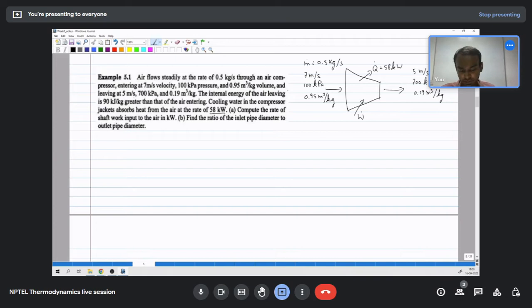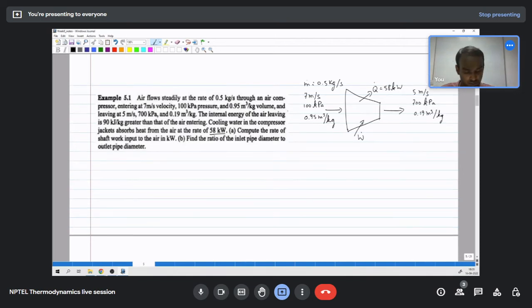Now we need to compute the shaft work in kilowatt, and then the ratio of the inlet pipe diameter to the outlet pipe diameter. Calculating the pipe diameter ratio is easy, so I would start with that. M dot is given as rho A V. Since it is a steady flow, we can say that m dot 1 is equal to m dot 2.